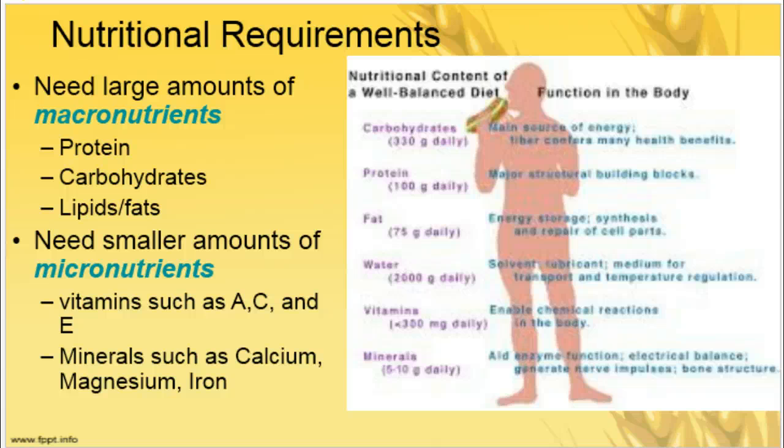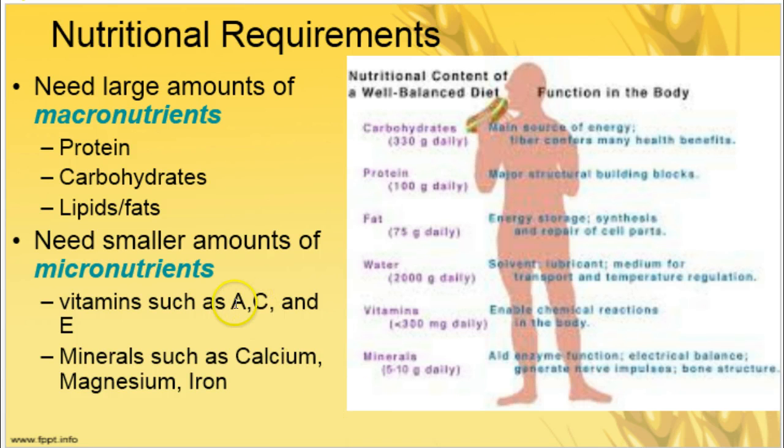So if you look at human nutritional requirements, they're much like the nutritional requirements of any other organism. You need large amounts of macronutrients, and these come down to those three major groups of macromolecules that you talked about in biology: protein, carbohydrates, and lipids. And you need a certain amount of each of those daily. You also need a large amount of water daily, so that would also be considered a macronutrient. You need smaller amounts of what we call micronutrients, so those are basically your vitamins and your minerals.